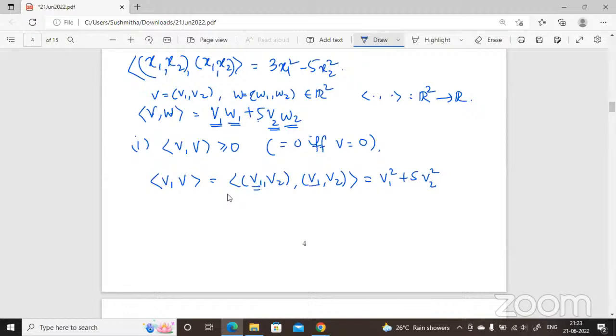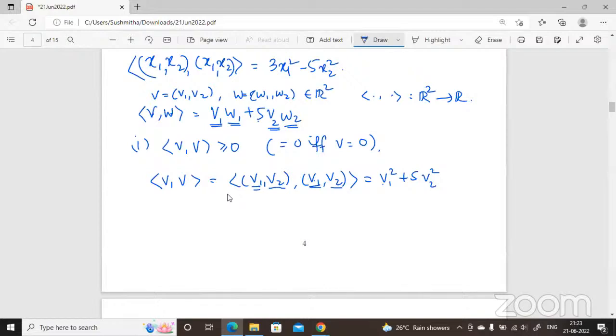First component of the first vector into first component of the second vector, V1 into V1, V1 squared, plus 5 times second component of the first vector into second component of the second vector. That's how it is defined. In the place of W1, W2, you again have V1, V2. Why did you write V1, V2 comma V1, V2? Because I am doing the inner product of V with V, not V with W. It is the same vector.